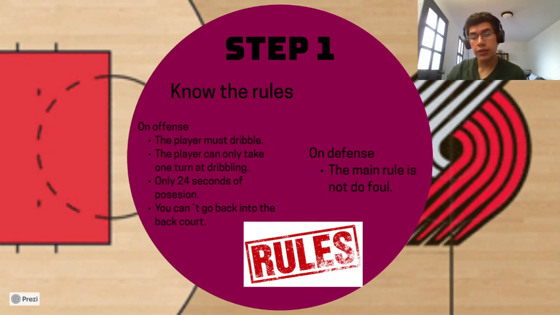In defense, the general rule is do not foul. It means to defend or steal the ball without hitting the player who has the ball, and only touch the ball to be able to defend and steal it. Now that we know the basic rules of basketball, we can move on to more mechanical processes.